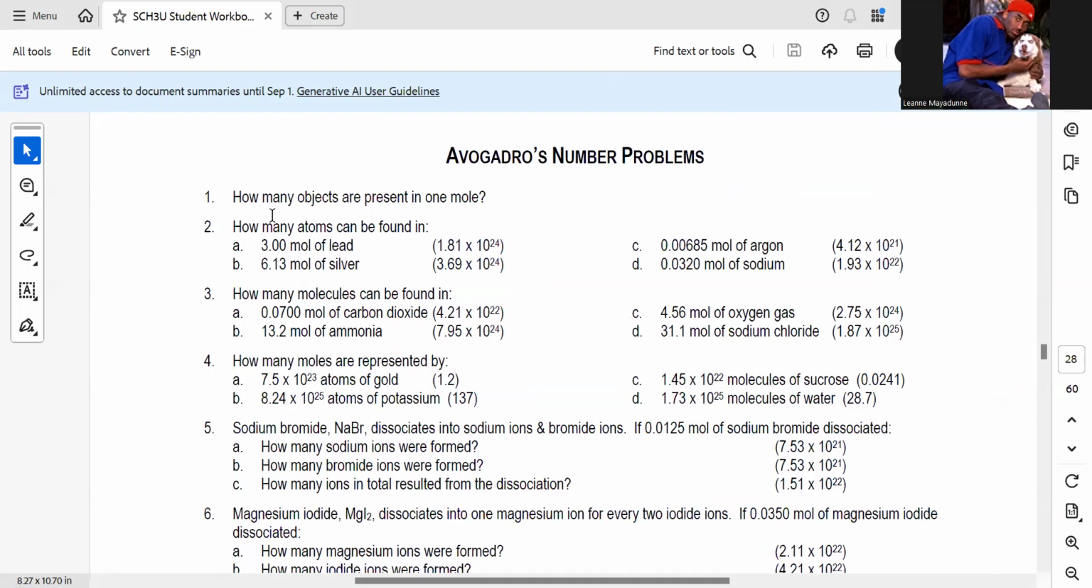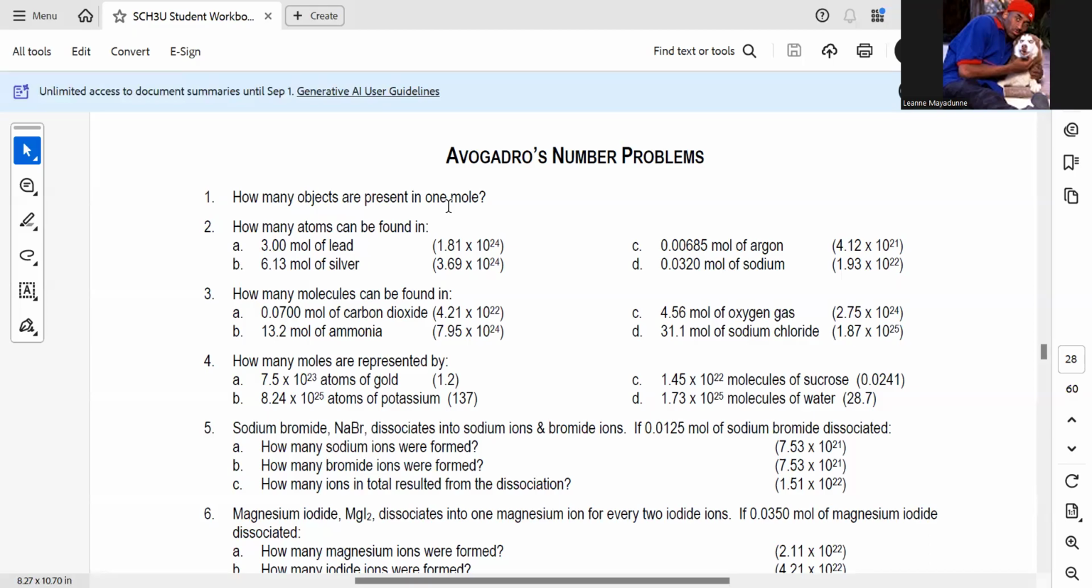Now, how many objects are present in 1 mole? When it says objects, when it is 1 mole, the only number that you know is Avogadro's number, 6.022 times 10 to the power 23. So you will say 6.022 into 10 raised to 23 objects. If it says how many atoms in 1 mole, you will say 6.022 into 10 raised to 23 atoms. If it asks how many molecules, you will say 6.022 into 10 raised to 23 molecules.